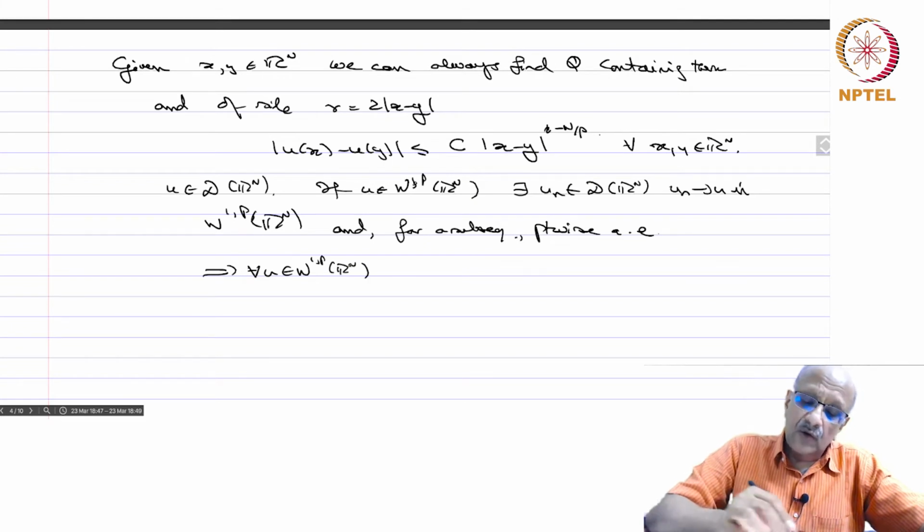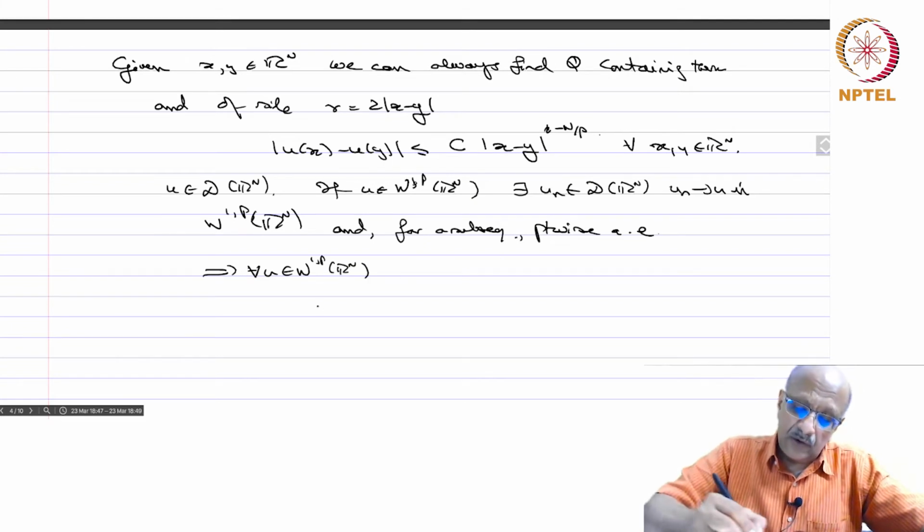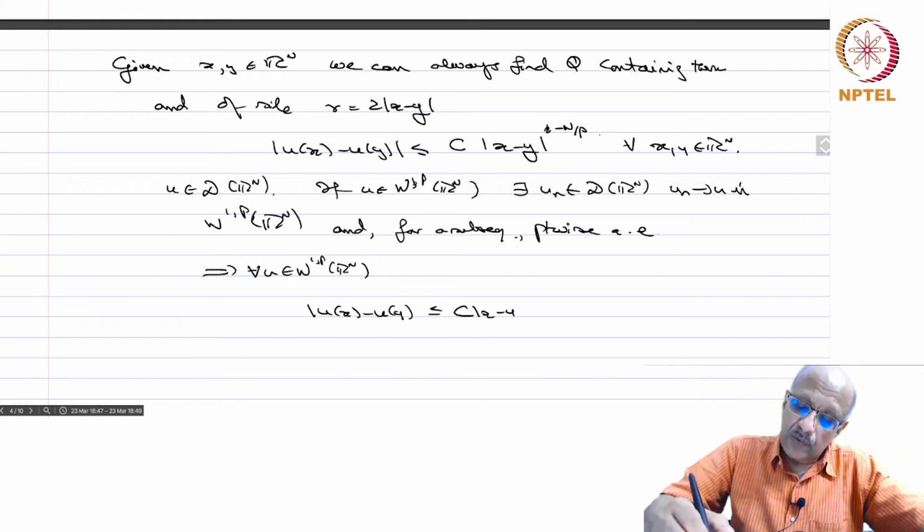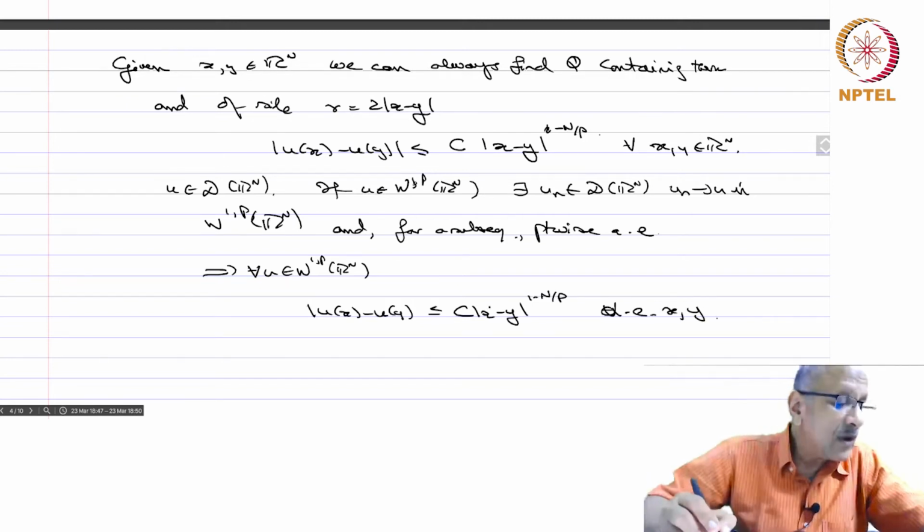you apply it to u_n and then you pass to the limit, you get |u(x) - u(y)| is less than or equal to C times |x - y| to the power 1 - n/p for almost every x, y. Okay, so this is the result.